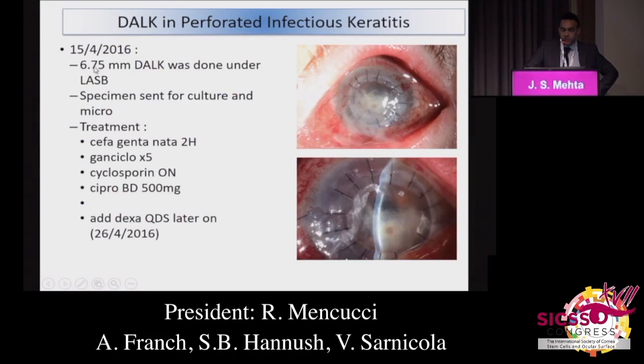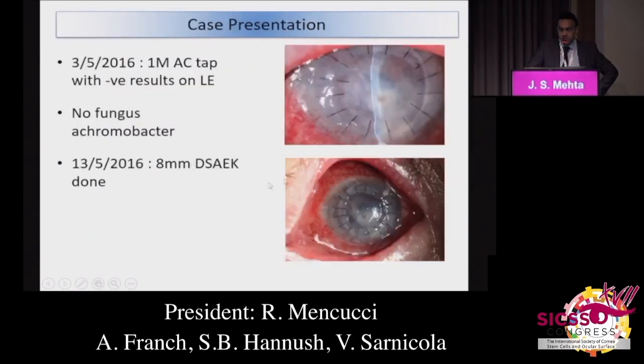So this is what he looked like. So we did a 6.75 millimeter DALK. Specimens were sent for culture. We maintained him on the antifungal, antiviral, and antibiotics, and we started steroids a couple of weeks later. So this is what he looked like. This is his infection on the DSEK graft. So 1 month later, his AC tap was negative with respect to his CMV. There was no fungus. It was another Achromobacter infection.